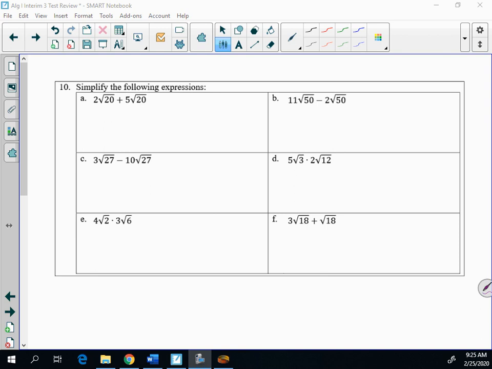Hello, Algebra 1. Here's page 4 of our Interim 3 test review. We have all these simplifying radical expressions to do here.